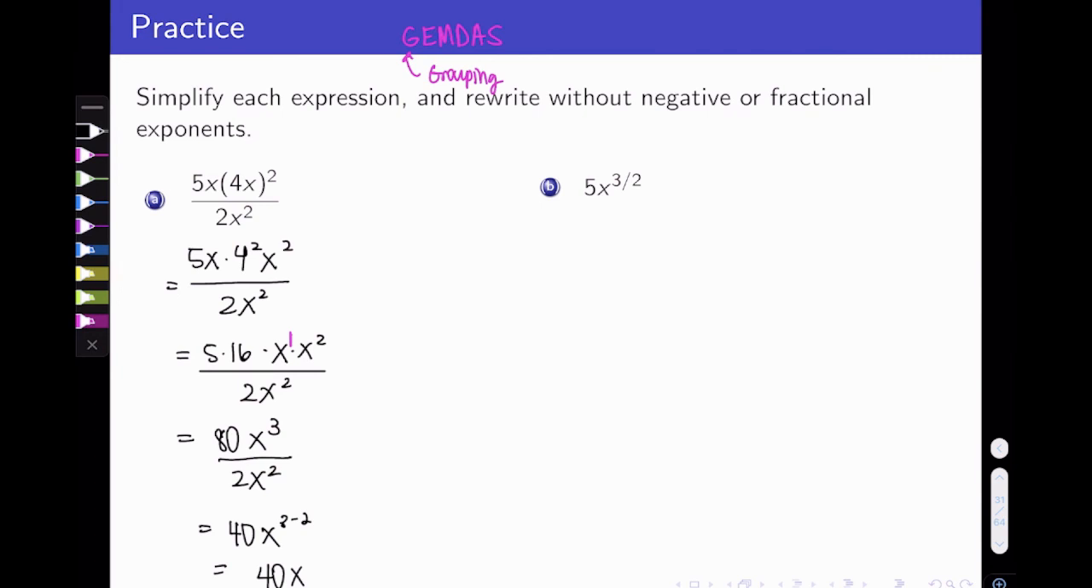Now we want to rewrite the second quantity in part B without fractional exponents. So we want to rewrite this as the radical form like we did in the previous slide. And so notice though that there's no parentheses here, so it's only the x that's being raised to that power. And so the 5 is going to stay outside of the radical. And so in radical form, we're looking at square root, because the 2 is in the denominator, of x cubed. Or alternatively, this could be 5 square root of x quantity cubed.